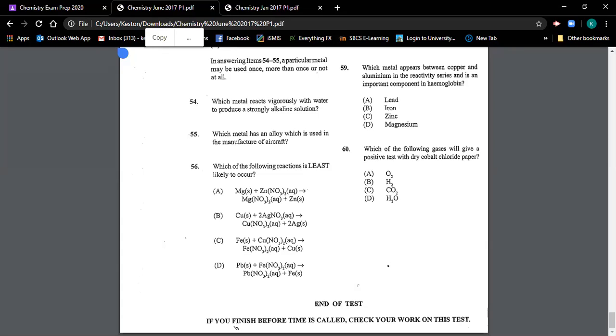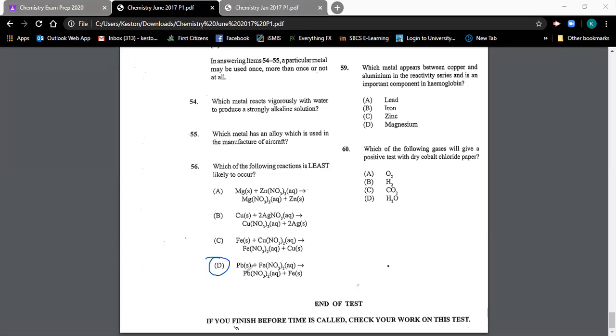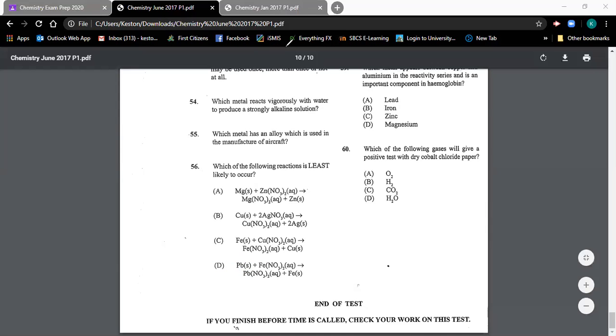D, lead can displace iron. Iron is above lead, so lead can't displace iron here. Lead can't displace iron here. Iron is above lead. Make sense? Drop a 1 if it does. Nice.